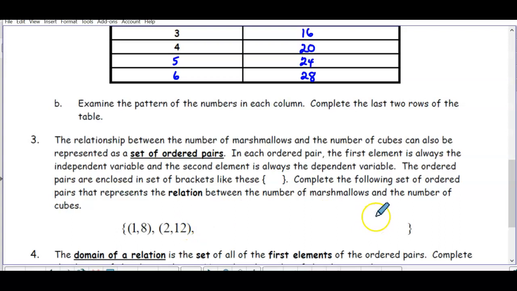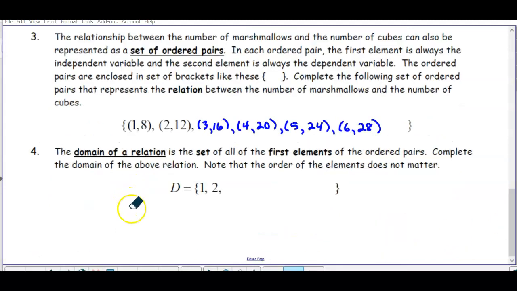Complete the following set of ordered pairs that represents the relation between the number of marshmallows and number of cubes in this situation. So we've got 1 cube, 2 cubes, so we just go in order, 3 cubes, 16 marshmallows, 4 cubes, 20 marshmallows, 5 cubes, 24 marshmallows, 6 cubes, 28 marshmallows. The domain of a relation is the set of all of the first elements of the ordered pairs. So you may have learned this before, but you might not have.